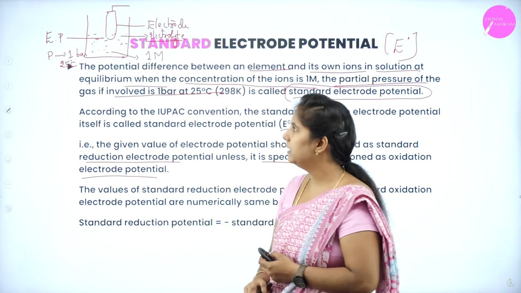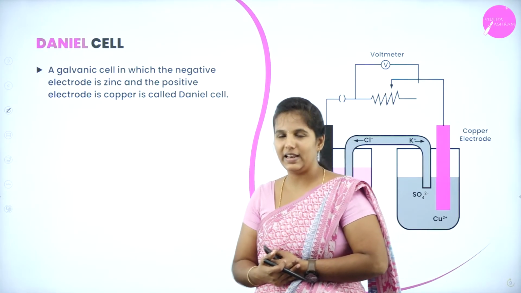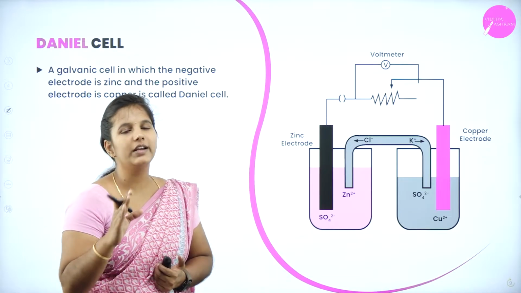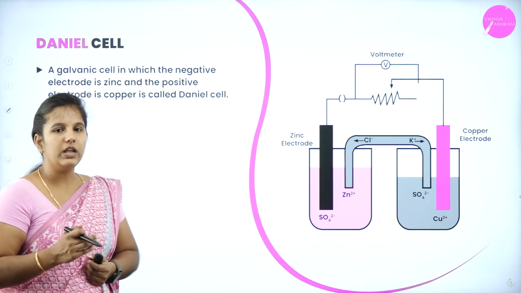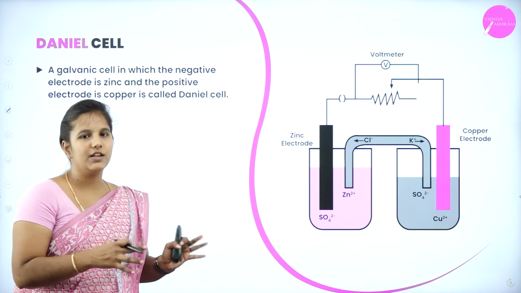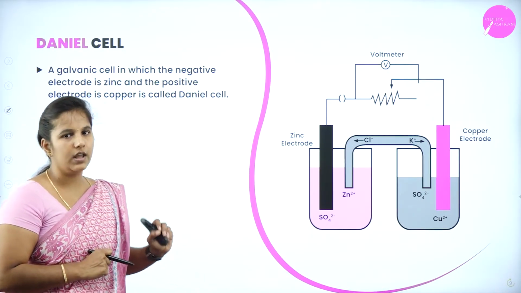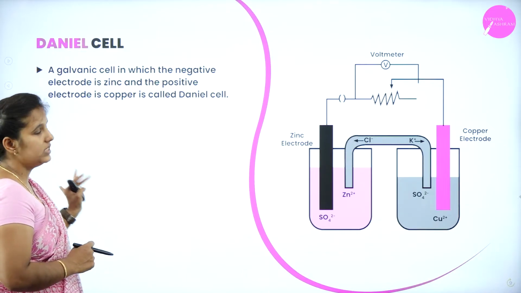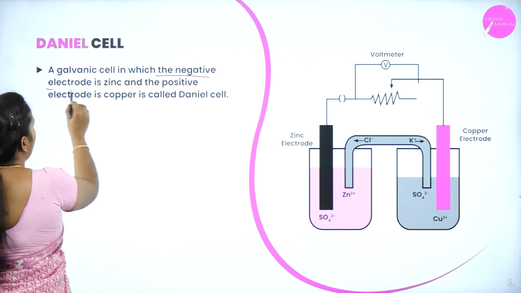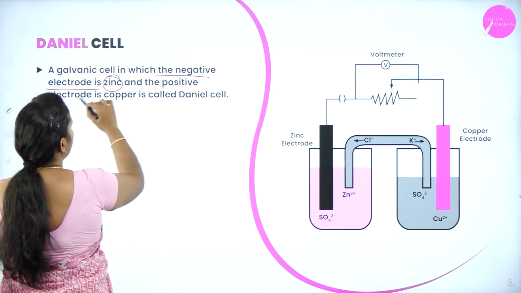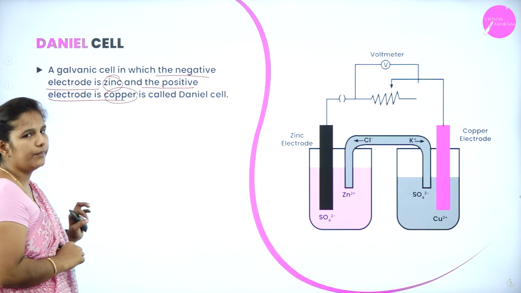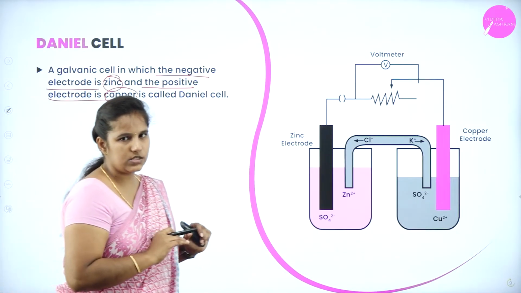Hope you all understood. Then we'll see what a Daniell cell is. Remember, the Daniell cell is an example of a galvanic cell, which converts chemical energy into electrical energy. Here, for my convenience, I have considered the negative electrode as zinc, and the positive electrode as copper. Let's see the construction now.